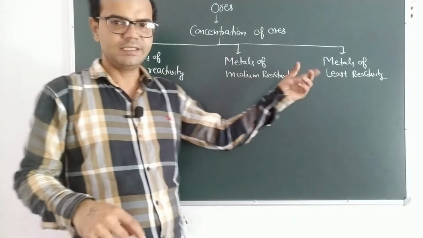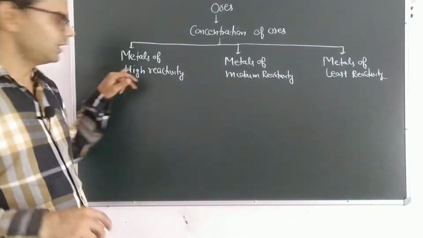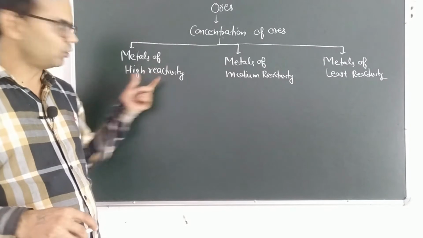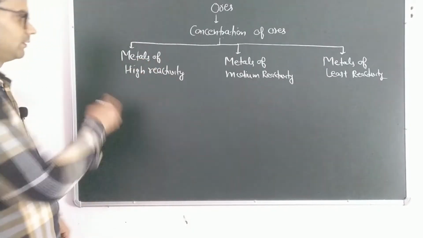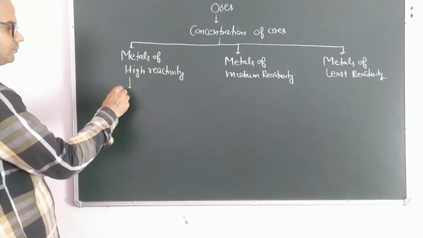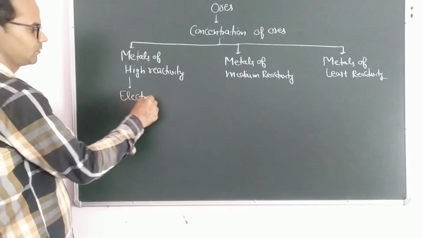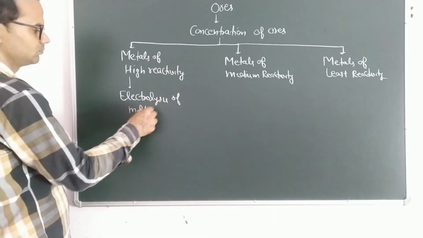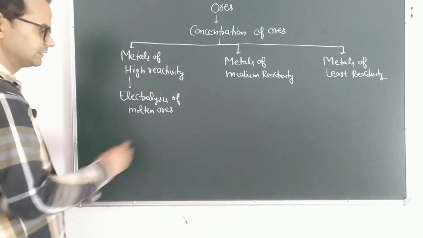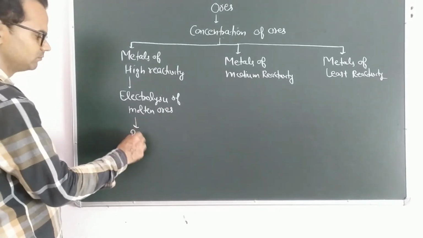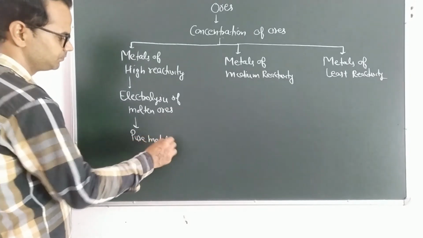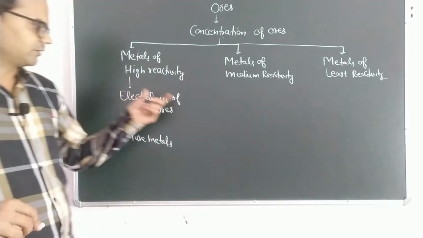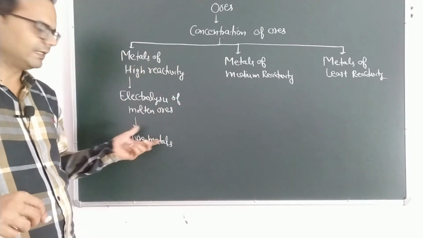metals of least reactivity. High reactive metals are extracted by electrolysis. Electrolysis is applied on the molten ore of a metal. After electrolysis of molten ores of metals, we will get pure metals.